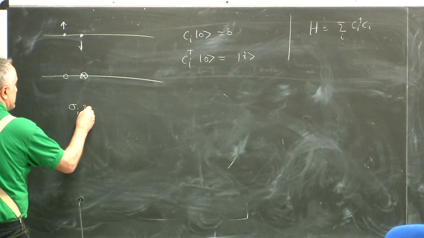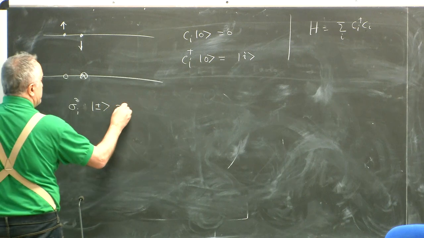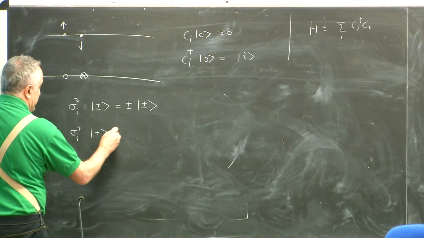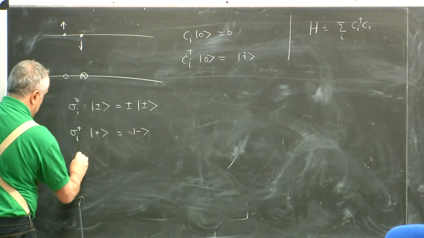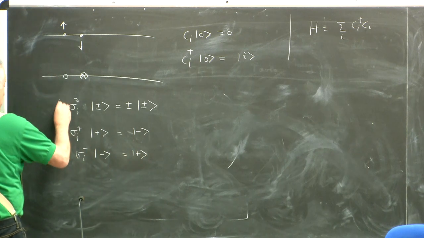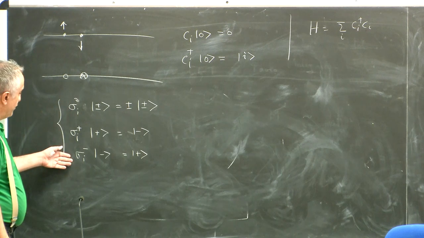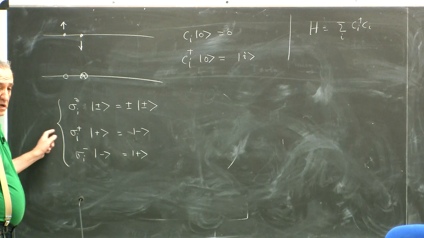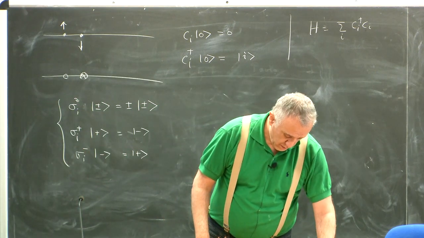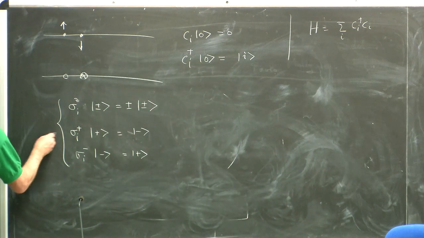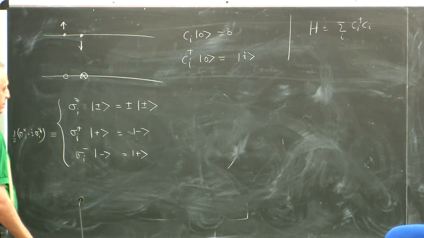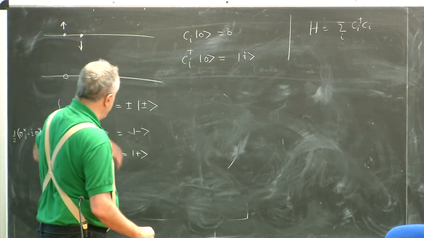In the spin formalism, sigma_i^z gives me the sign of the spin. Sigma_i^plus flips the spin. Three operators in the spin formalism. These plus and minus are sigma x plus sigma y, for example. So what are the corresponding operators in this picture?